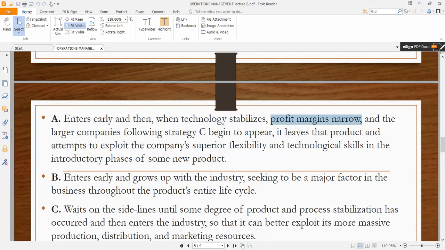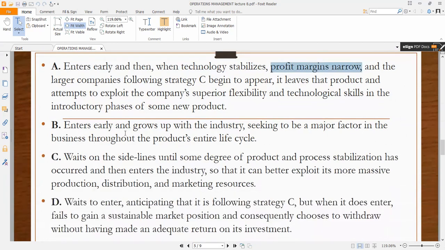Okay, now B, enters early and grows up with the industry, seeking to be a major factor in the business throughout the entire product life cycle. Okay, so enter early and grow up with the industry, seeking to be a major factor in the business. Now, here we are maintaining the point of entering early.